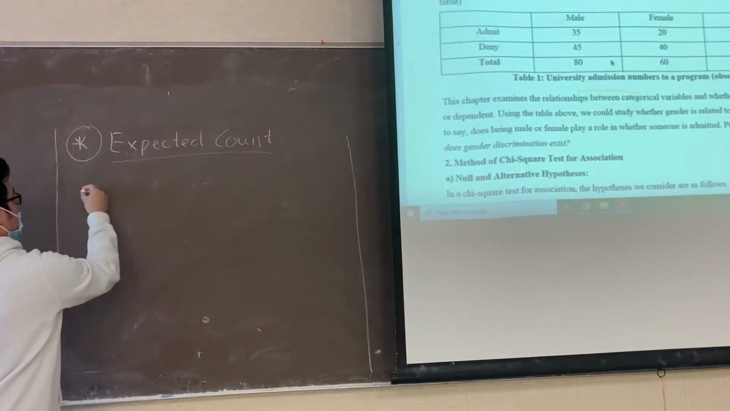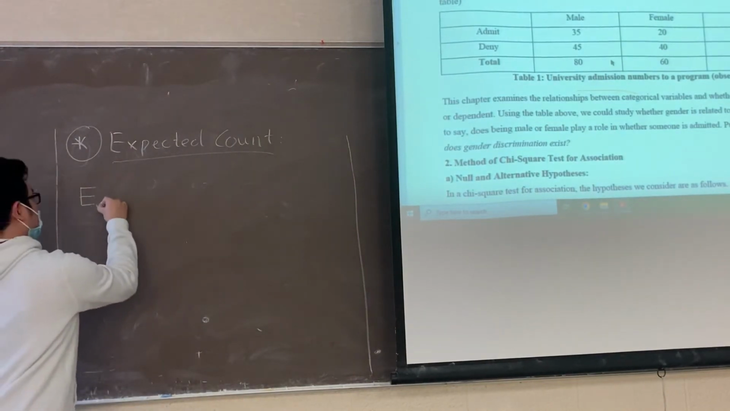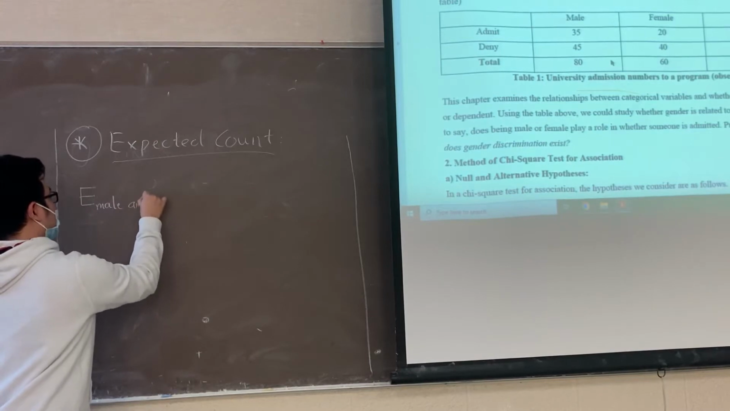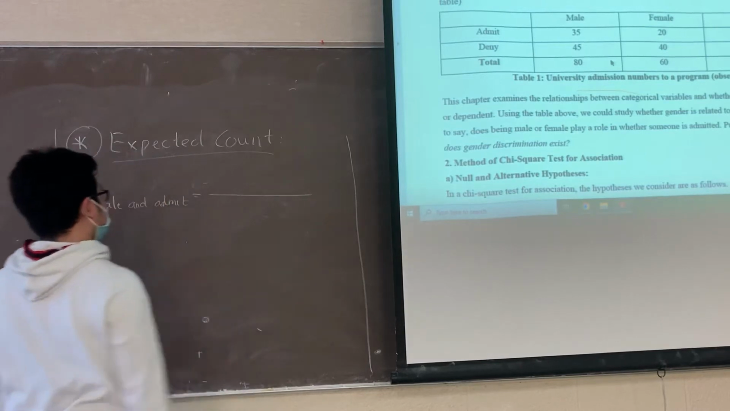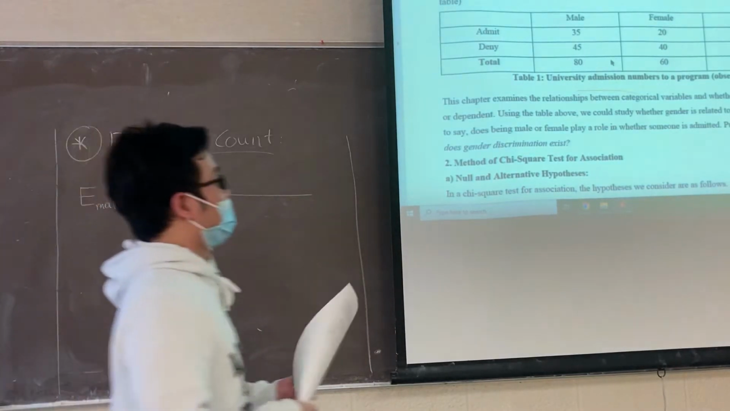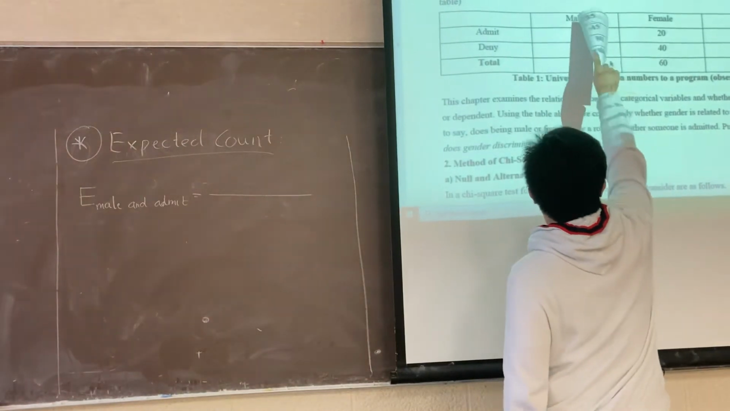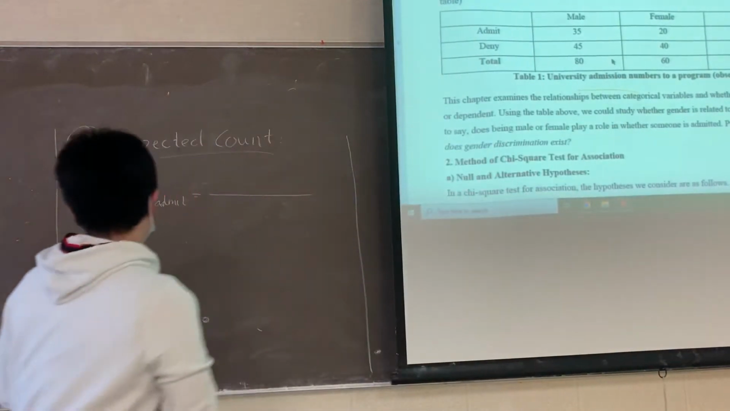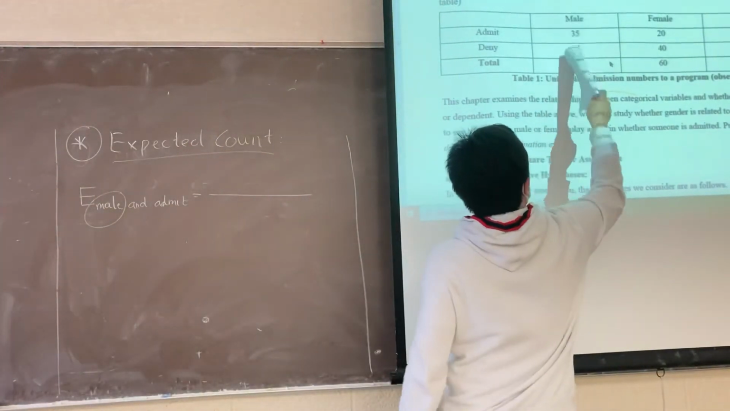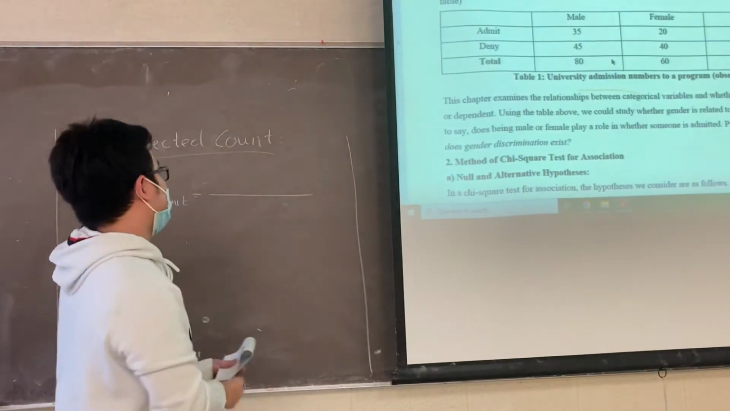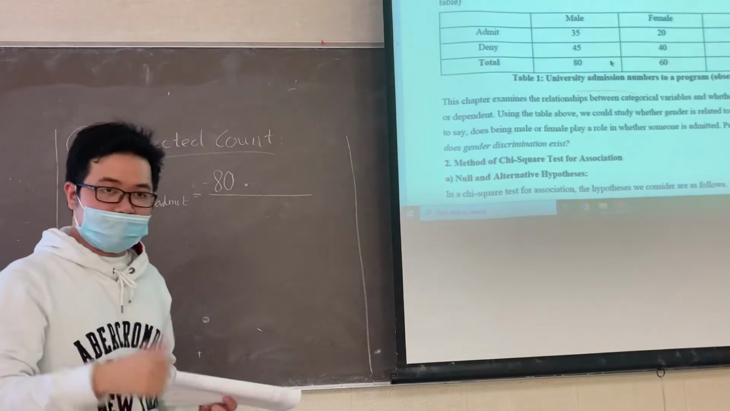How to calculate the expected count? We have the expected count of male and admit calculated by this. We look at the total of male here, because we care about male, right? The total of male here is 80 people. That is the total of male.